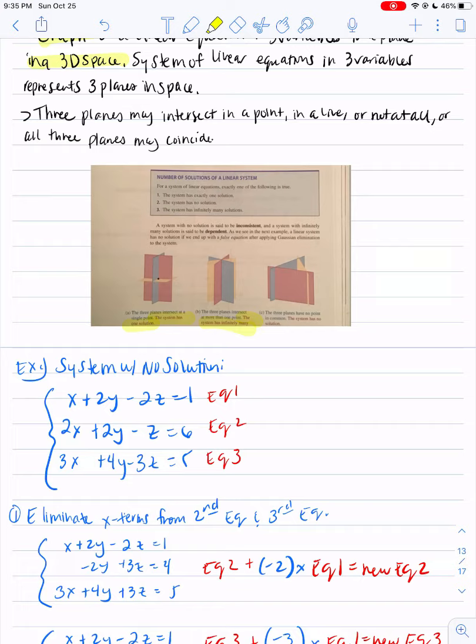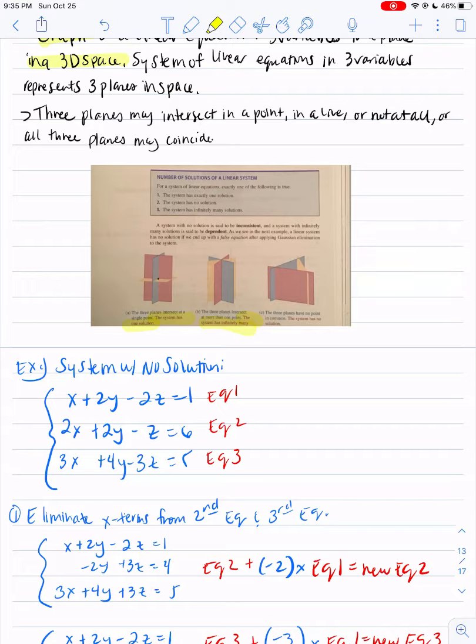And so that is that the 3 planes basically share a line, and then the line basically goes on forever. And so that is infinitely many solutions. And then also if the 3 planes are the exact same plane, that would also be an infinite amount of solutions.